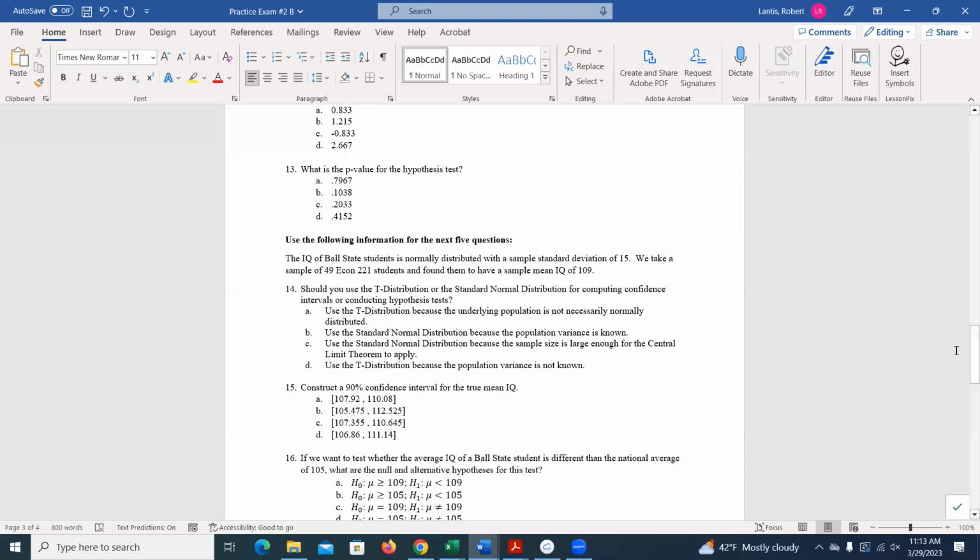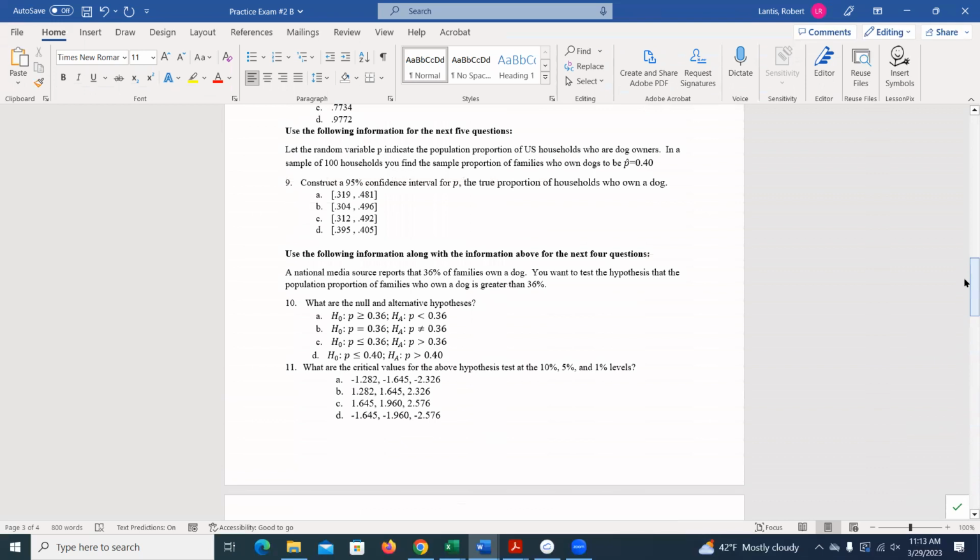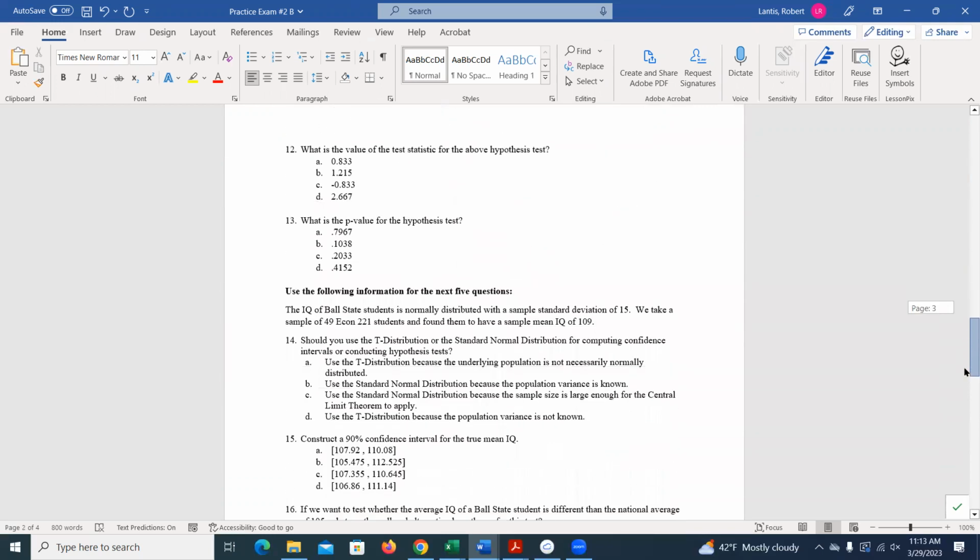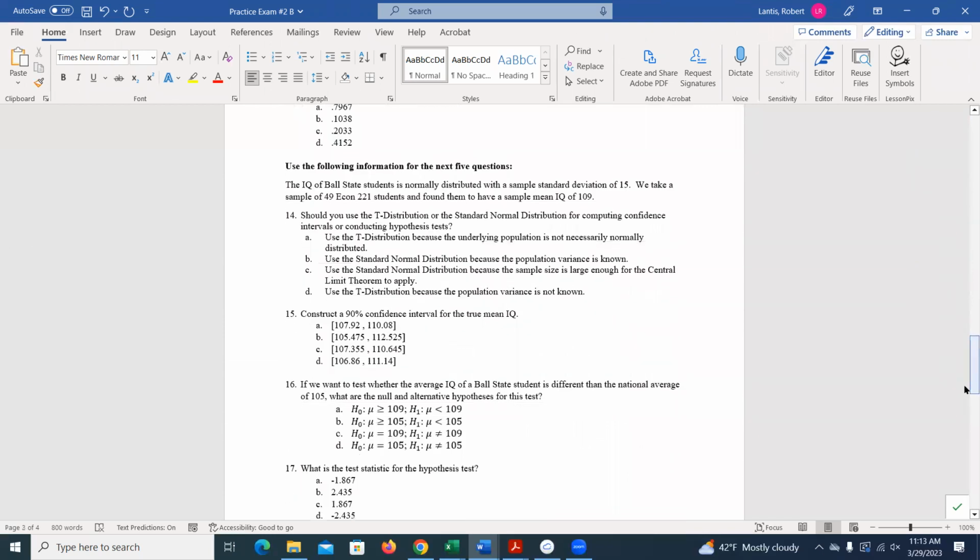I try to use the terminology, so up here, I've got a sample proportion. I even try to use the notation of p hat so that you can match it up to the formula sheets. Anytime we have one of those two scenarios, we'll be using the standard normal tables.